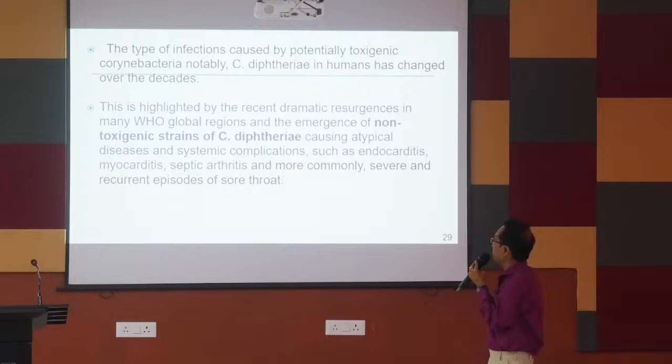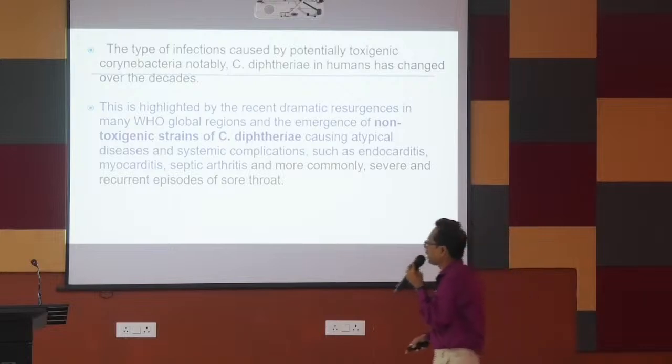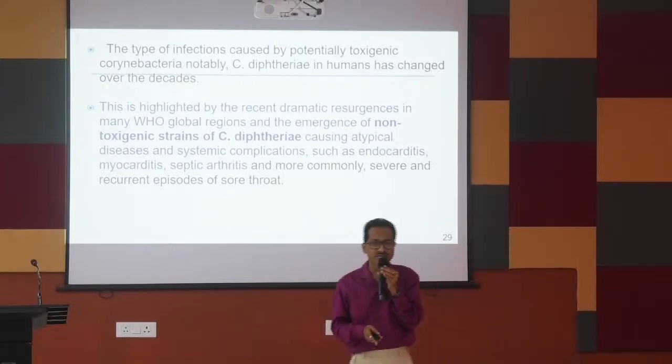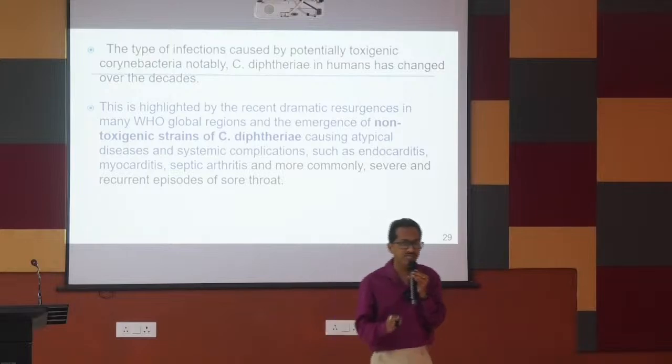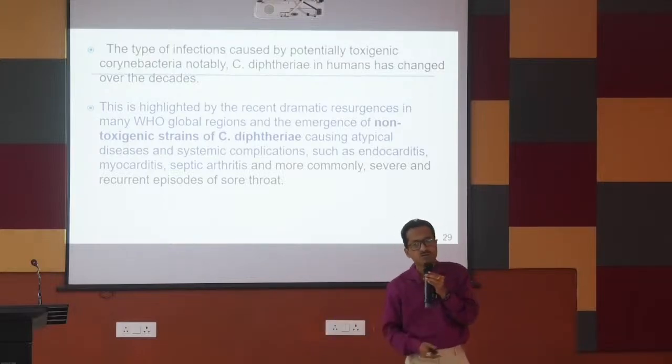The type of infection caused by potentially toxigenic Corynebacterium diphtheriae has changed over the decades. Why has it changed? Because the advent of universal vaccination has led to a decrease in respiratory diphtheria. But what we can get is some atypical disease, mostly cutaneous diphtheria, or myocarditis, endocarditis, septic arthritis type. Severe and recurrent episodes of sore throat are also alternate symptoms of diphtheria.